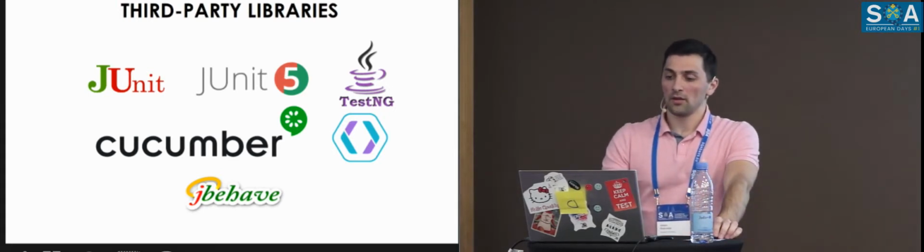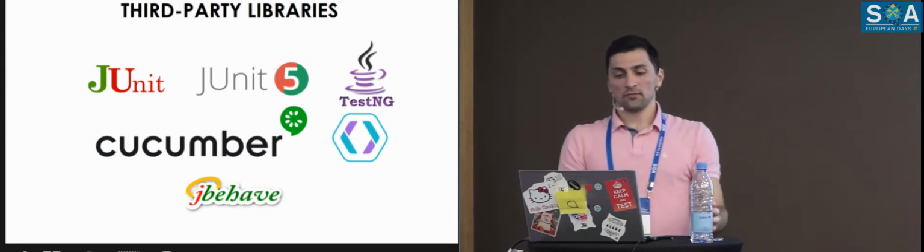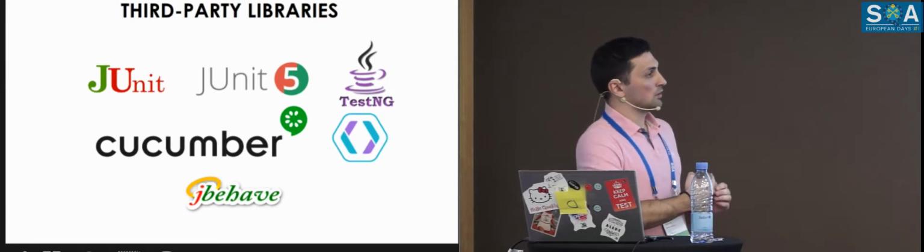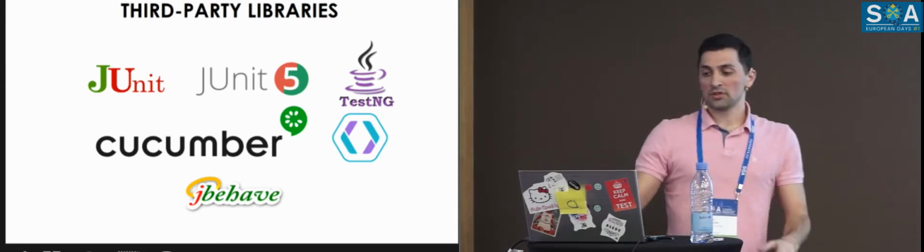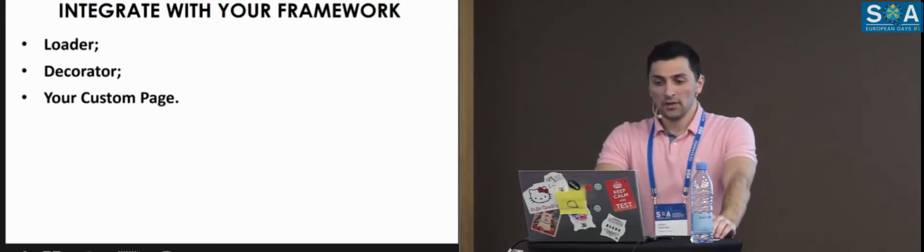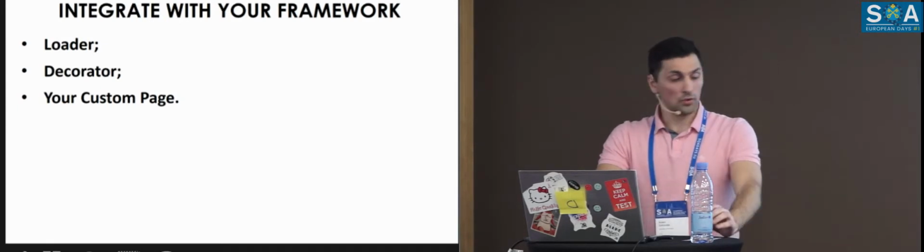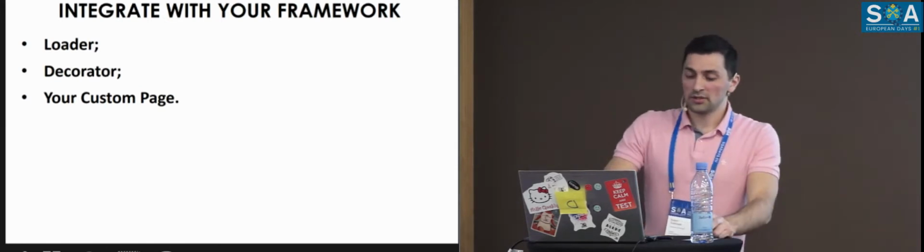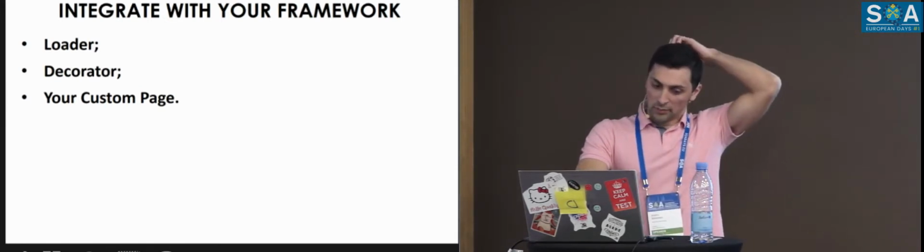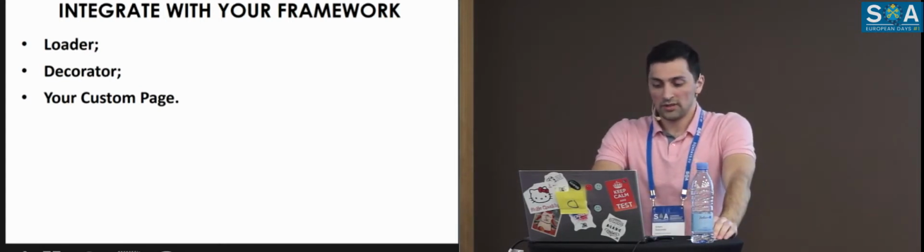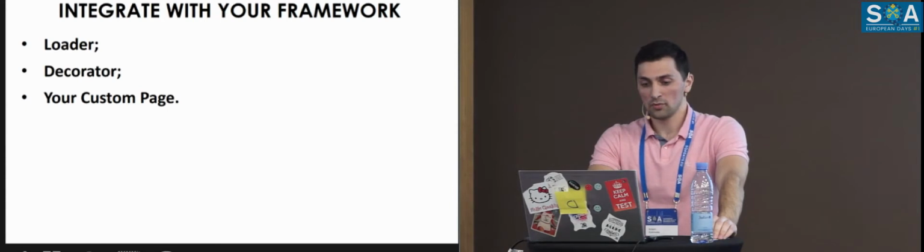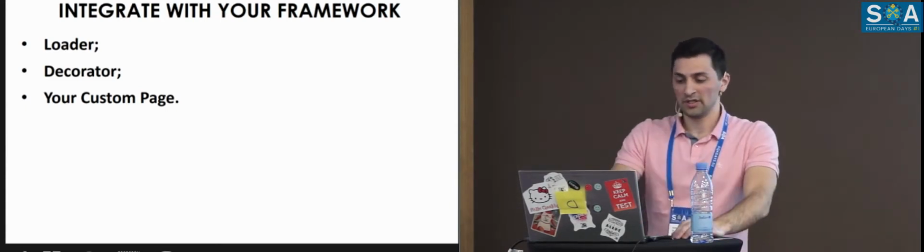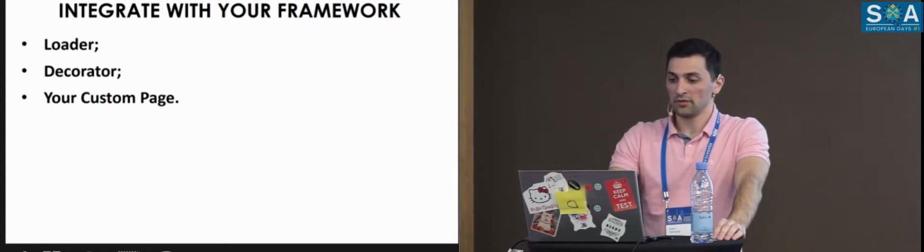And if you don't like a new framework, or if you don't want to use it, you can use a new approach, which is interface based: page objects based on interfaces. You can integrate this approach into your project. First, you must set the loader, the decorator, and set your custom page. I recommend you look at the core module of Atlas and take the mechanism from it and inject it into your framework.